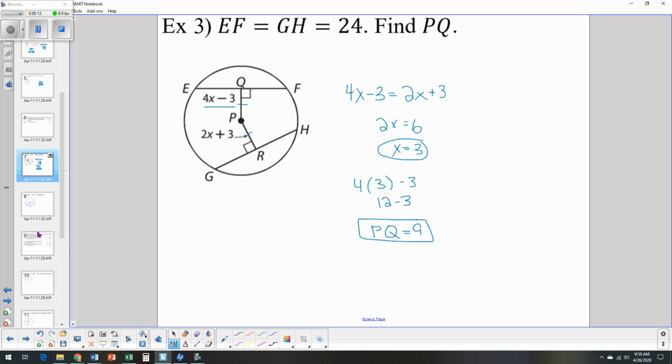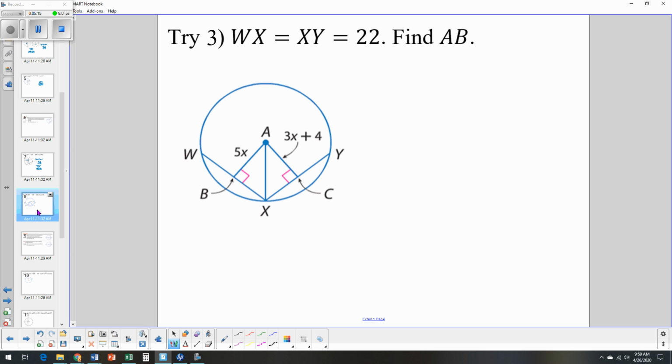All right, you go ahead and pause, try the next one, and when you're ready, come back and see the answer. All right, you should have gotten x equals 2 and AB equals 10.